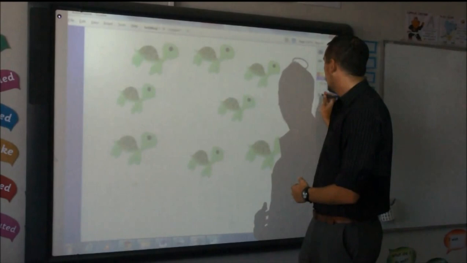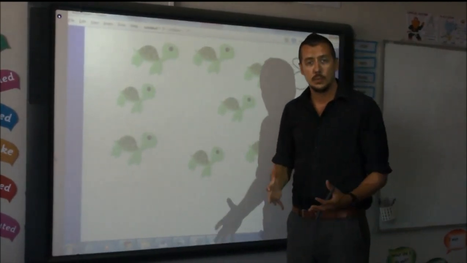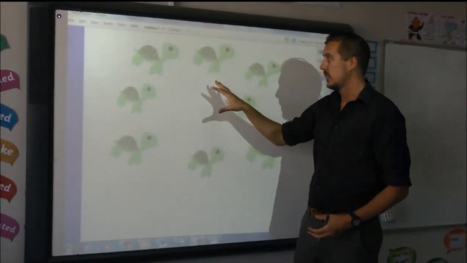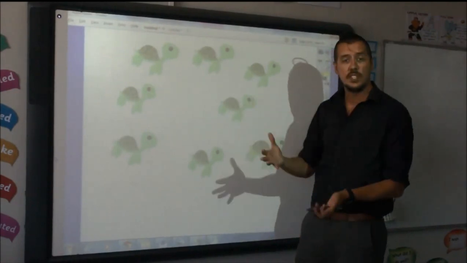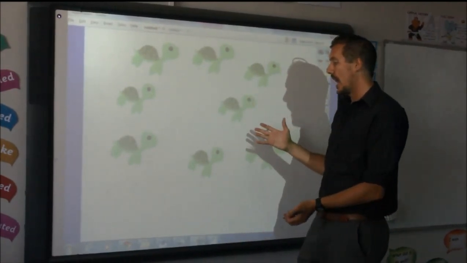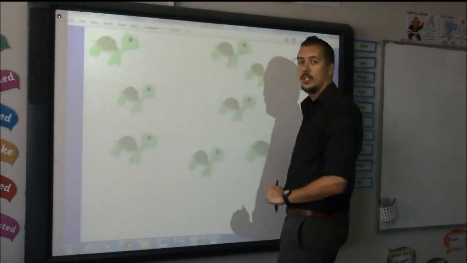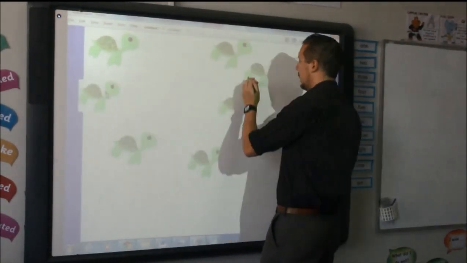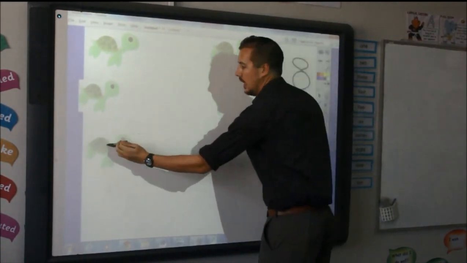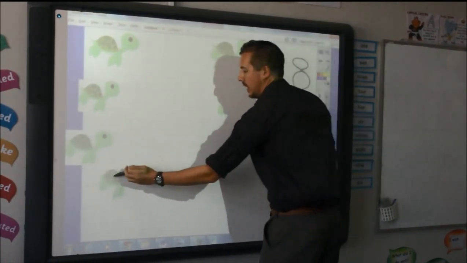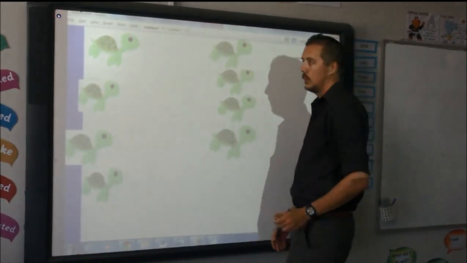Now, certainly for younger children, the easiest way to work with objects and relate it to number is to physically move them. So we know we've got 8, so you can say, well, that's 1 turtle for this person, 1 turtle for this person, 1 turtle for this person, and so on until we have shared the turtles out equally.